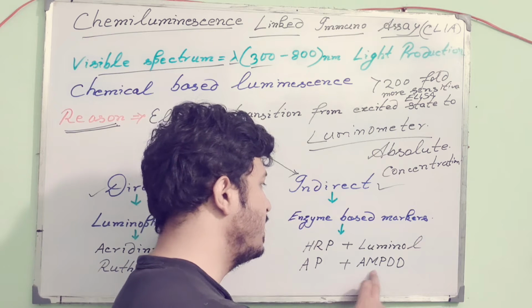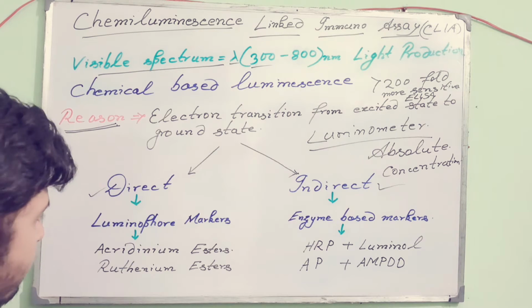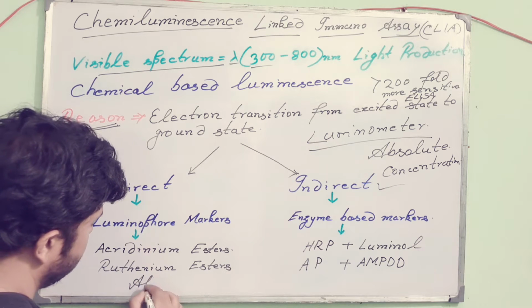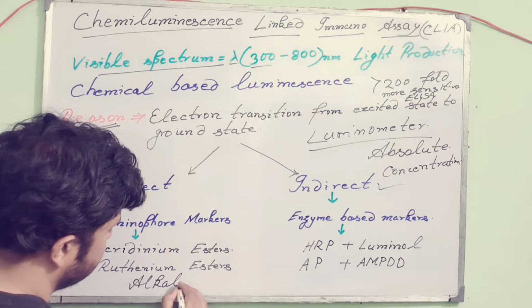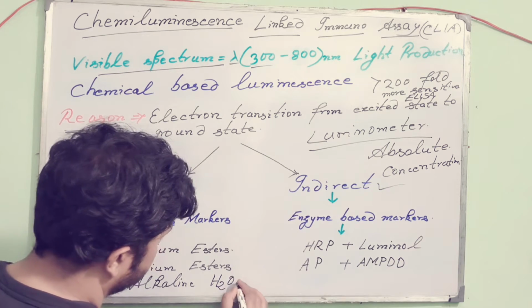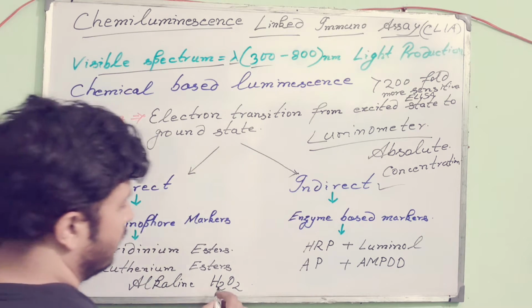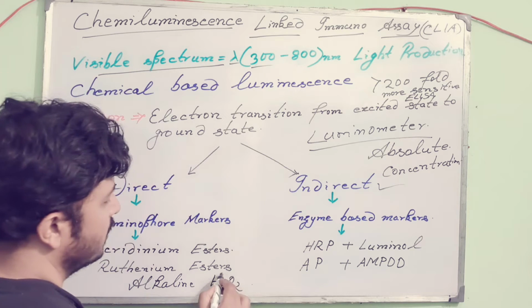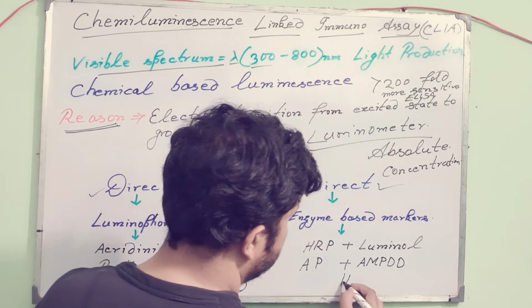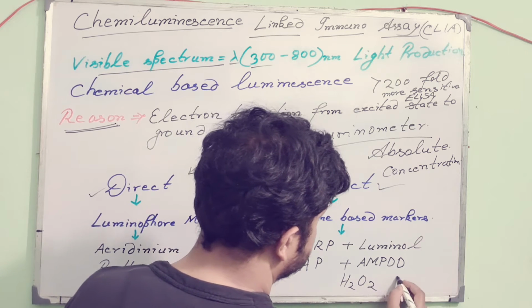But here the substrate is AMPGG. Here the helper or the enhancer is H2O2, alkaline H2O2. This is the enhancer or the substrate in the presence of which light will be produced. Here also H2O2 will be acting as an enhancer.